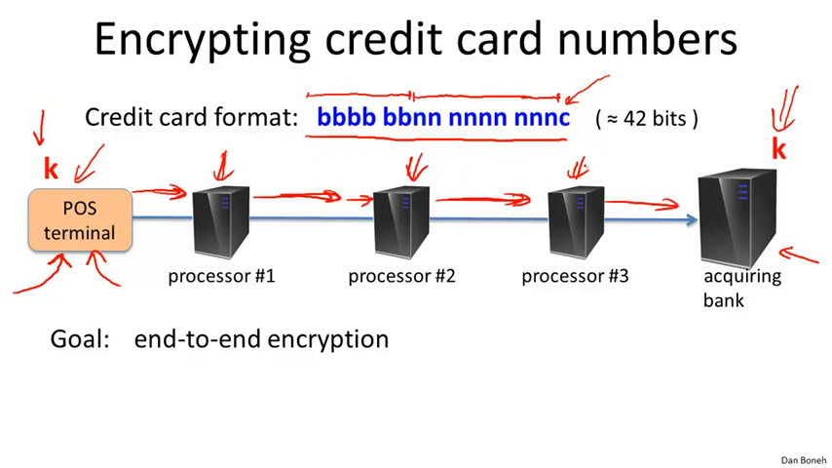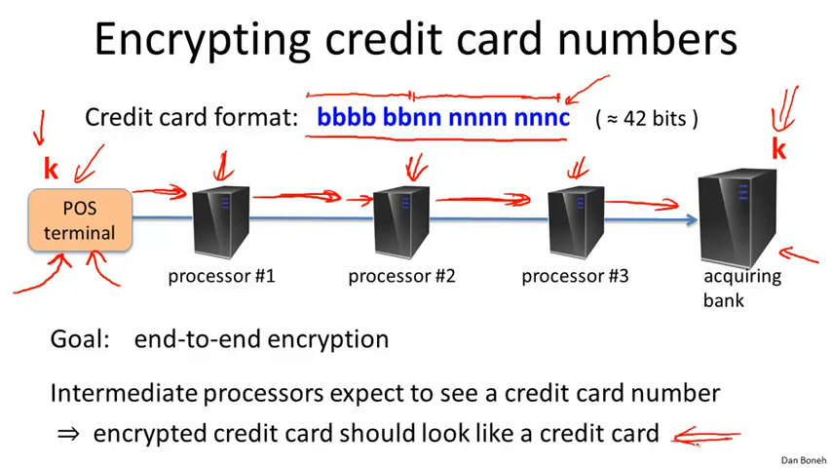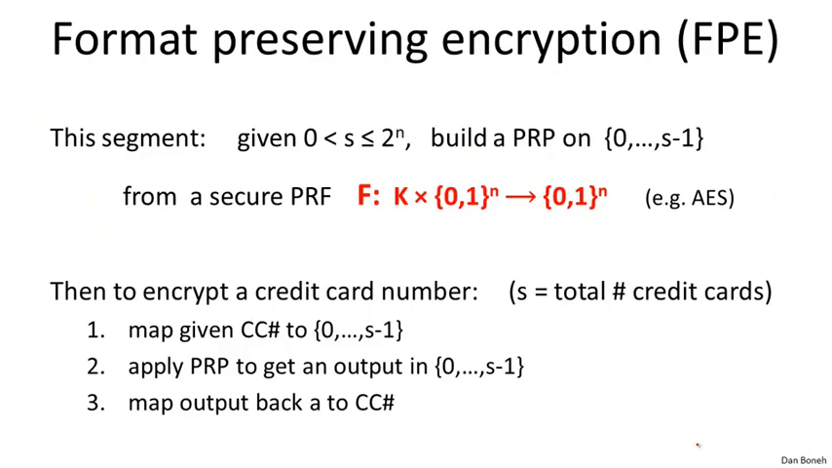So the question then is, again, can we have this mechanism called format-preserving encryption, where encrypting a credit card itself produces something that looks like a credit card? So that's our goal. The encrypted credit card number should look like a regular valid credit card number. This is the goal of format-preserving encryption.